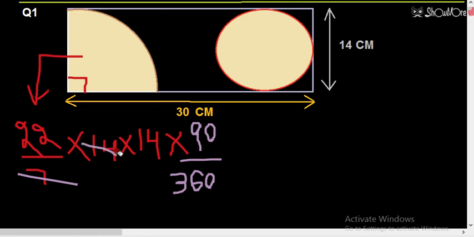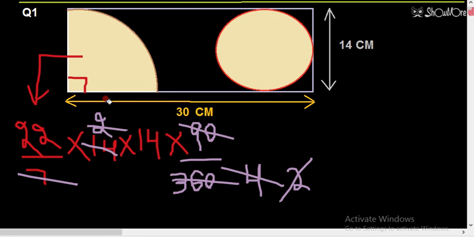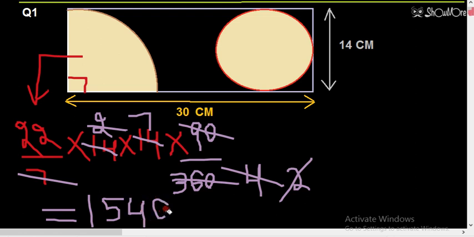7 into 14, 7 2s are 14, so 2 will come here. So 90 and 360, 9 4s are 36, so it is 4. So 2 2s are 4, and 2 into 14, this is 7. So 22 into 7 is left, so that means my area is 154 centimeter square. Please note down this value also.